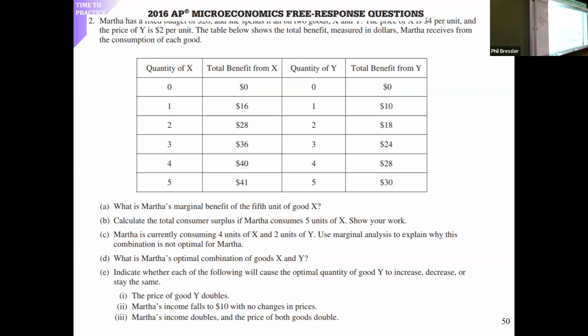We should have like 5 hands for this one. Come on. Decrease. It's going to decrease, right? She only has $10 now. If everything doubles, so if Martha's income doubles and the price doubles, what's going to happen? Let's do the same. It's going to stay the same because all the ratios stay the same.